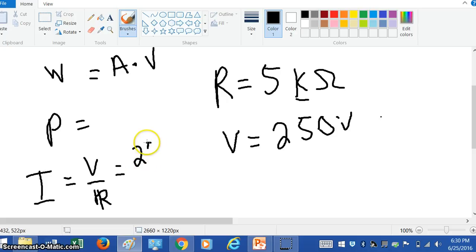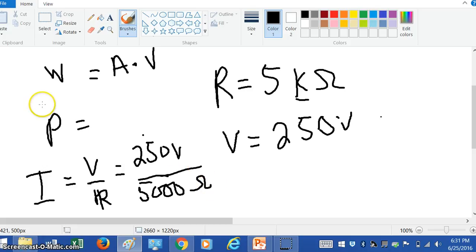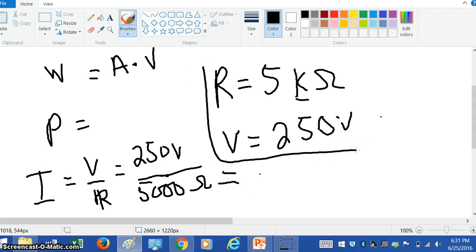So we're going to have to change using our metric prefixes. So this is 250 volts divided by, kilo is times 10 to the third, or you could just write 5,000, which is exactly the same thing. 5,000 ohms. Okay, and let's figure that out. When you do this, the current that we're solving for turns out to be 0.05, and that's of course amps.